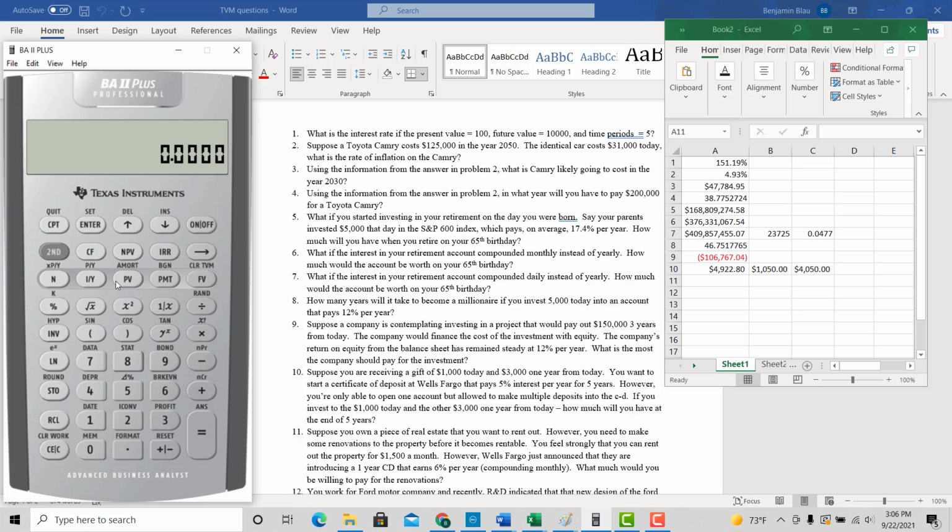Okay, you could work that out on your financial calculator in 2 steps. First, the $1,000 initial payment. Second, the remaining 4 years that you're going to have to use to calculate the future value. And you should get $4,922.80.